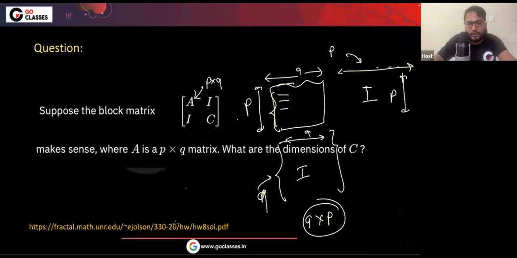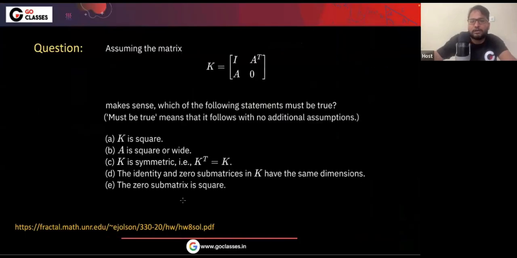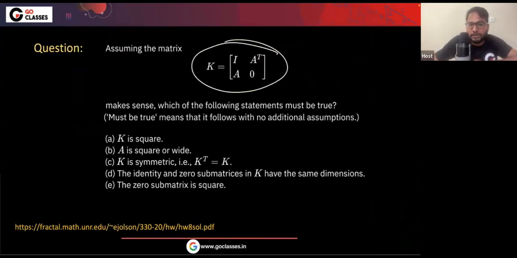Now let's see the next question. Assuming that this is a block matrix, which of the following must be true? Is this a square matrix? I is a square matrix because it is an identity matrix. A is a matrix. Let's suppose A dimension is P cross Q. In that case, A transpose dimension will be Q cross P.